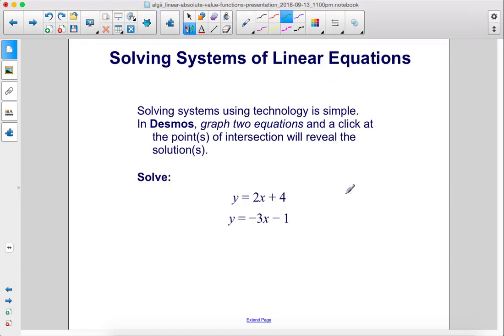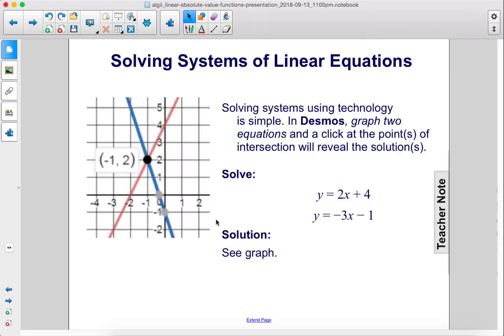Solving systems using technology is simple. In Desmos, graph two equations, and a click at the points of intersection will reveal the solutions. Solve y = 2x + 4 and y = -3x - 1. Alright, so using Desmos, you can graph both of these lines, and then you click at the intersection and it will tell you the solution: (-1, 2).